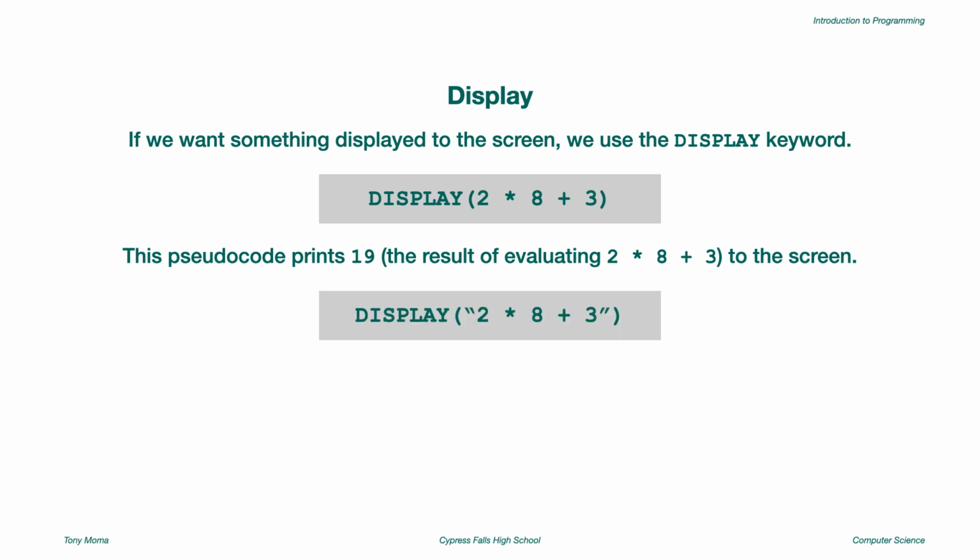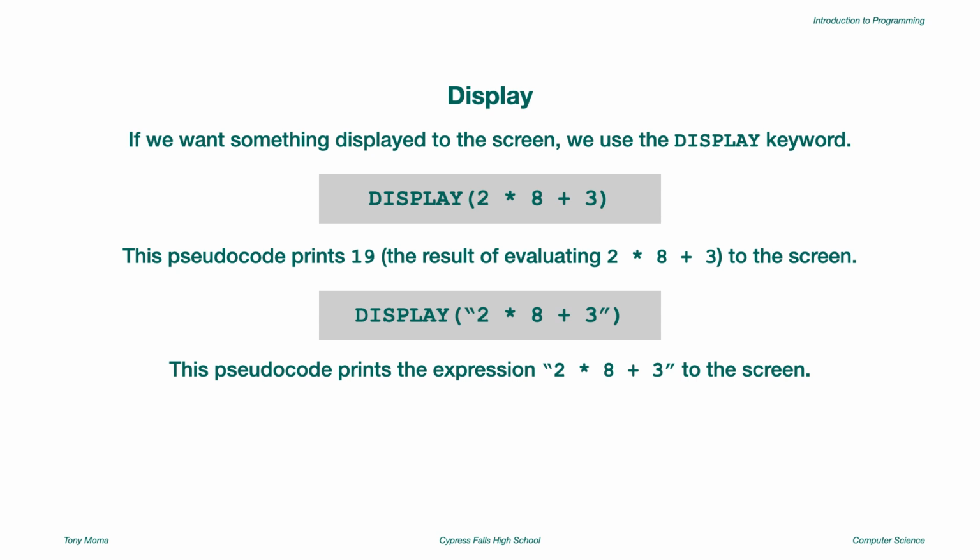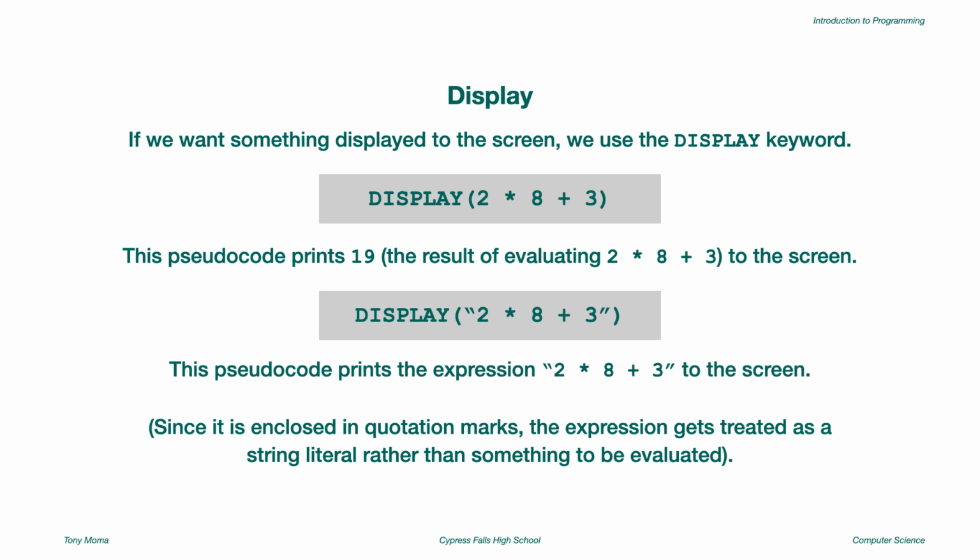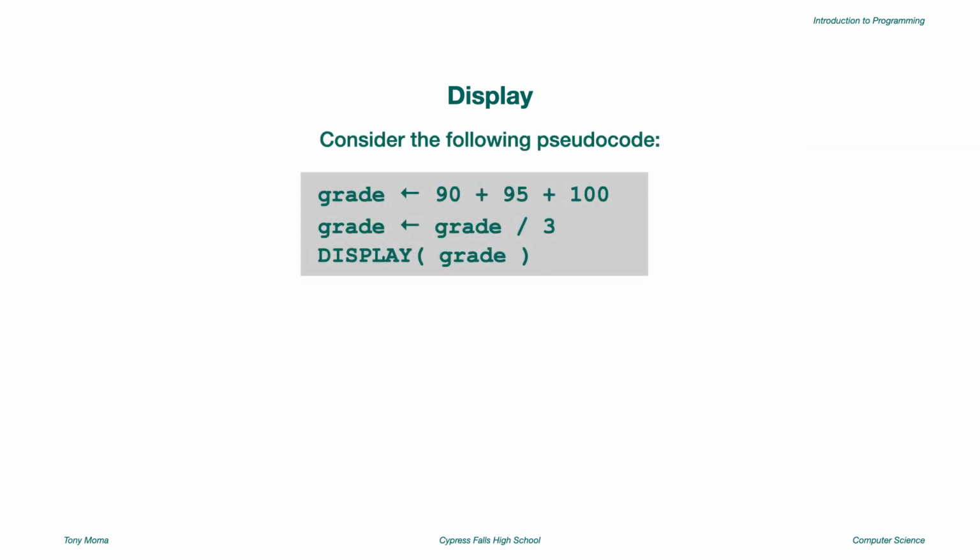Now consider this line of code. Here we put quotation marks around the expression. This pseudocode prints the expression 2 times 8 plus 3 to the screen. Note that I said it prints the expression, not the result of the expression. That's because it's enclosed inside quotation marks. Since it is enclosed inside quotation marks, the expression gets treated as a string literal rather than something to be evaluated.